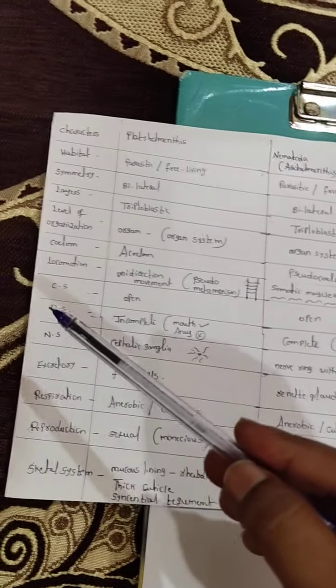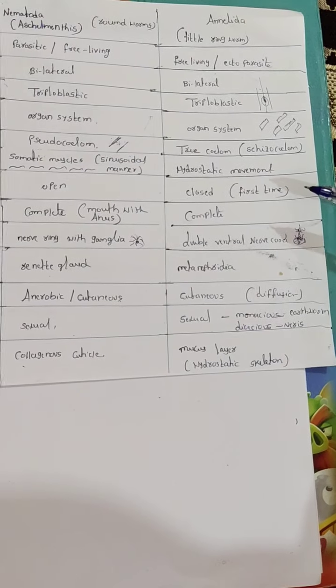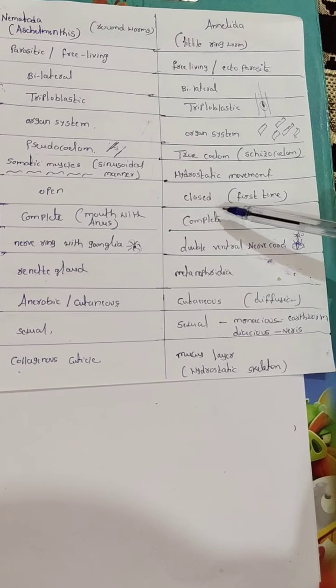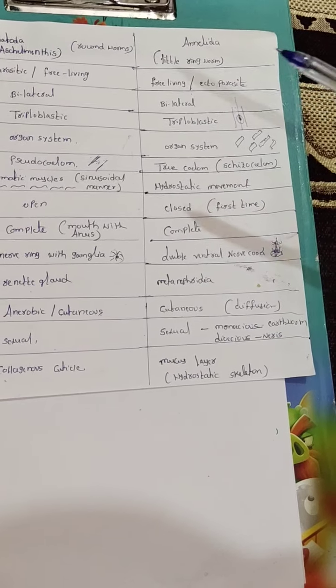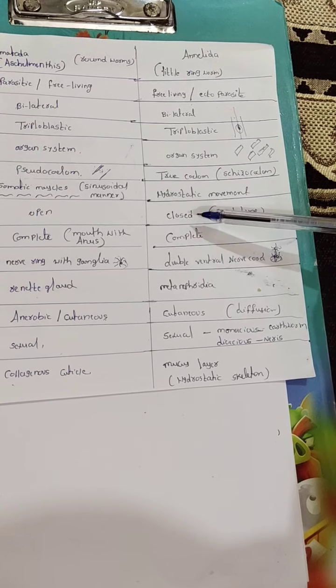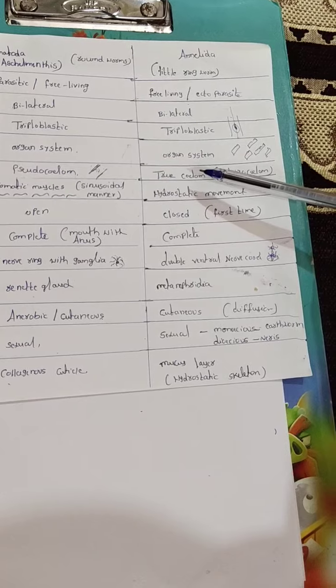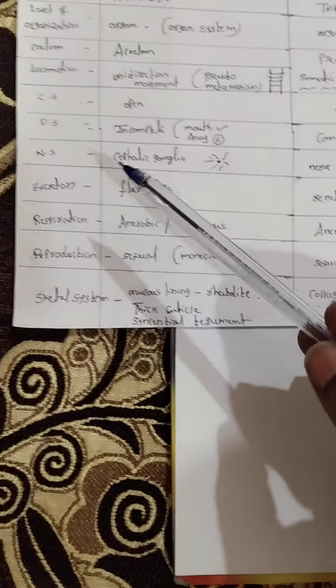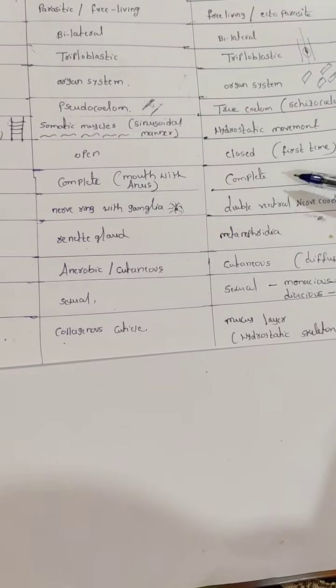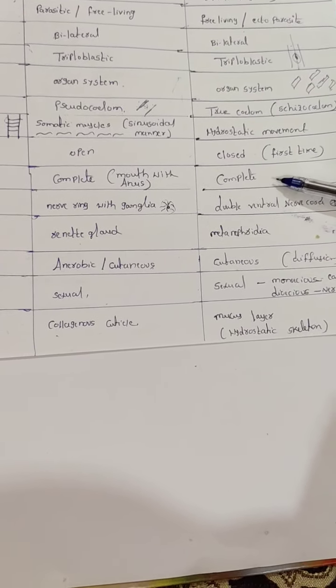And then circulatory system. What type of circulatory system? Closed circulatory system. That's why in annelida, the closed circulatory system and the true coelom are seen for the first time in these organisms. And then digestive system. The digestive system is a complete digestive system. They have a mouth and anus.